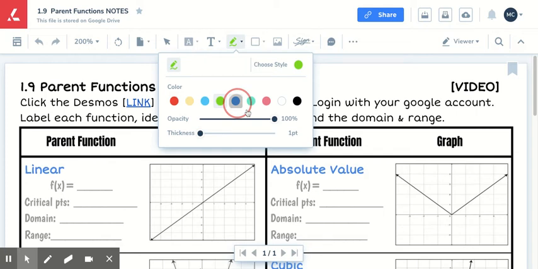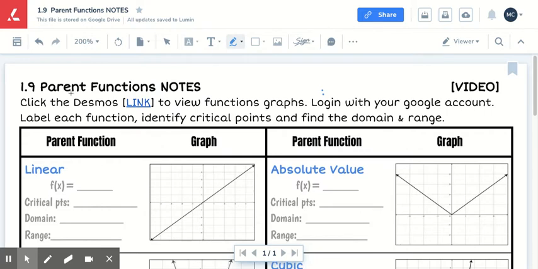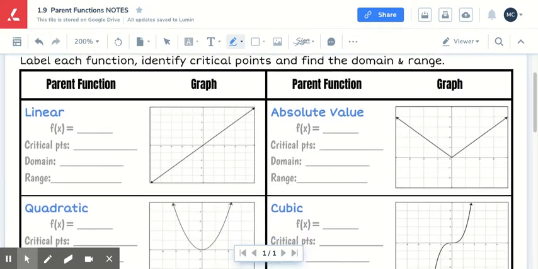Good morning. We're going to be looking at parent functions today. And there is a link here to Desmos that'll take you to the function graphs. With that, you're going to log in with your Google account. You're going to label each function and identify the critical points and also find the domain and range for each one.